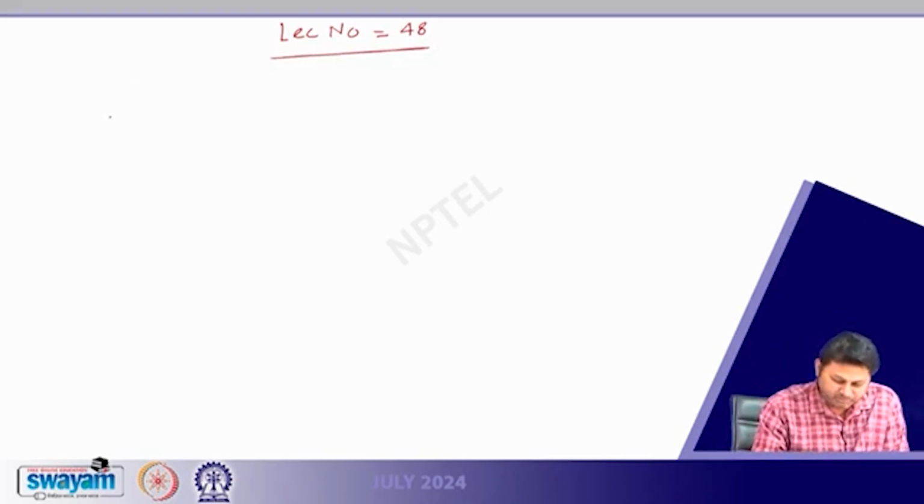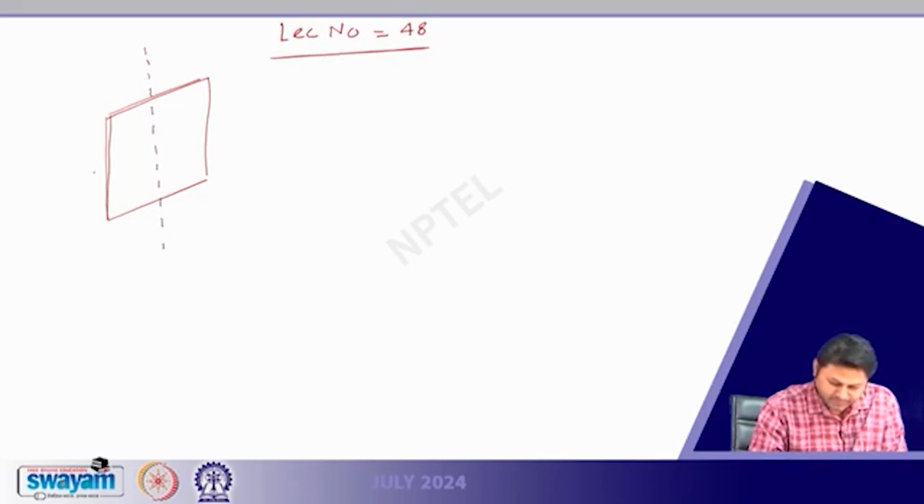So let me draw the setup. In the last class we demonstrated a similar kind of setup, but there the aperture was arbitrary and we figured out a very important parameter, that is the constant.